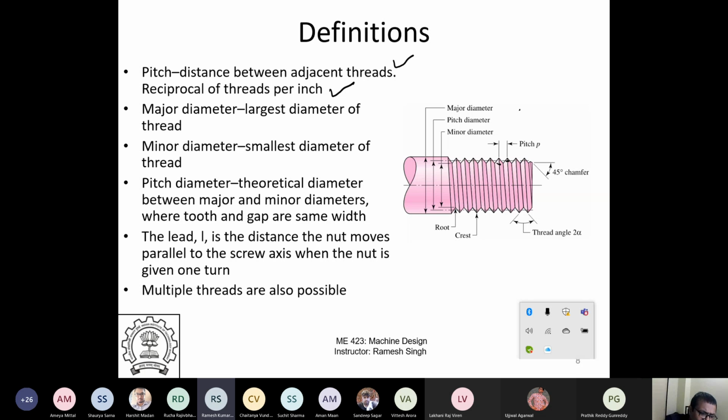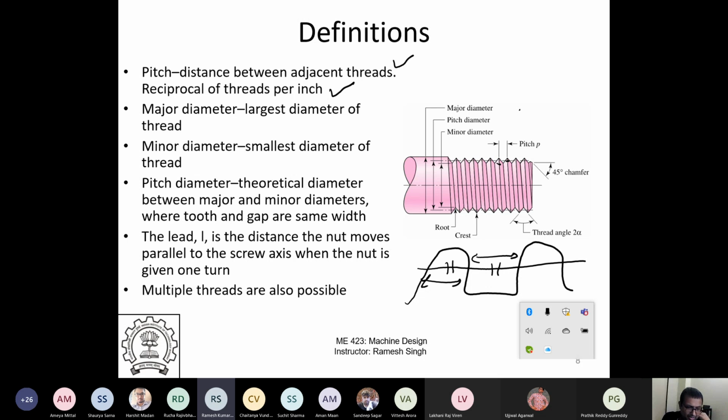Then there is major diameter. The largest diameter of the thread is the major diameter. The smallest diameter is the minor diameter, and the pitch diameter is actually a theoretical diameter where the gap. So if you have something like this, let me draw it. Hopefully I can do a good job. Basically it's an imaginary diameter where this and this, the gap and the tooth spacing between the teeth, this dimension and this dimension are equal. That's what pitch diameter means. So pitch diameter is an imaginary diameter where the tooth and the gap are equal, same width.